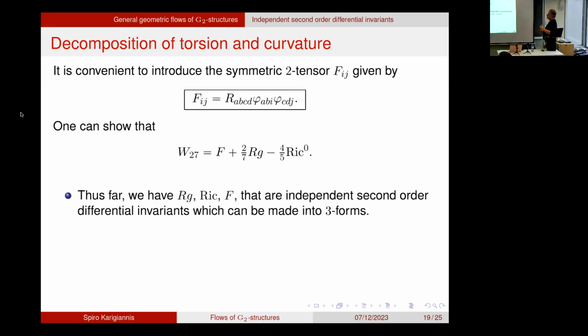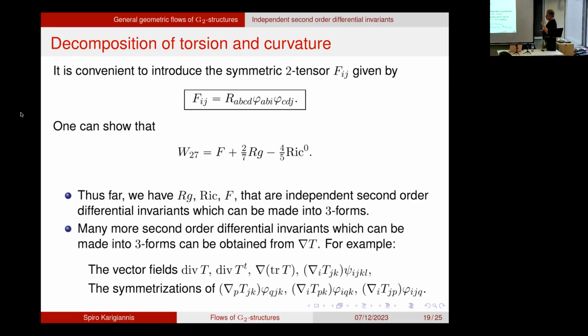So if we just care about the independent second order invariants that are three forms, which come from the curvature, it also doesn't make sense to work with traceless Ricci. It's unnecessarily complicated because R g and Ricci span the same space as R g and traceless Ricci. So we got scalar times metric, Ricci, and this F, and any second order differential invariant coming from a G2 structure, which can be made into a three form, is some linear combination of these. Okay, but you can get more from the covariant derivative of the torsion.